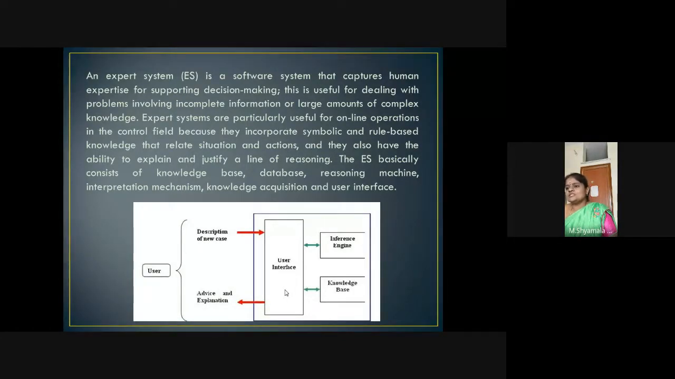The expert system basically consists of a knowledge base, database, reasoning machine, interpretation mechanism, knowledge acquisition, and user interface. With these kinds of blocks, the expert system is able to generate knowledgeable decision making capabilities. With this, we can use it for electrical control.